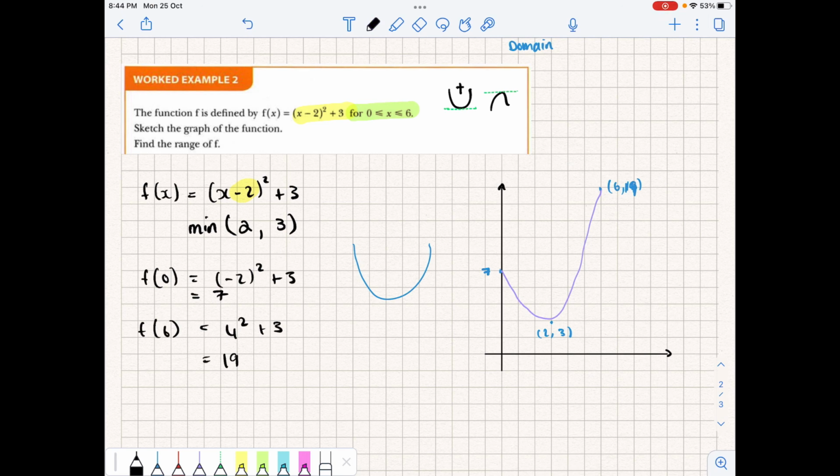Right. Based on the sketch, we can now actually find the range. Remember that we were restricted with the domain between 0 and 6. And because we had a domain restriction, we now have a range restriction. Visually we can see that this will be the range of the function. Our lowest value is going to be 3, and our greatest value is going to be 19. So the range of the function is between 3 and 19.